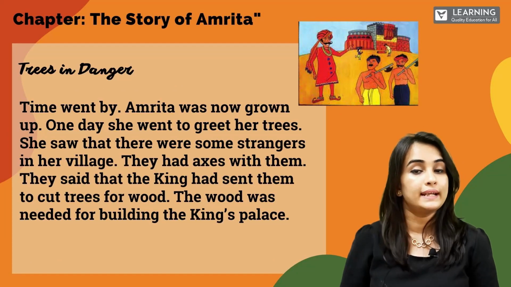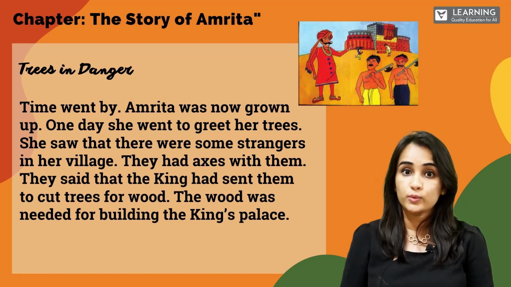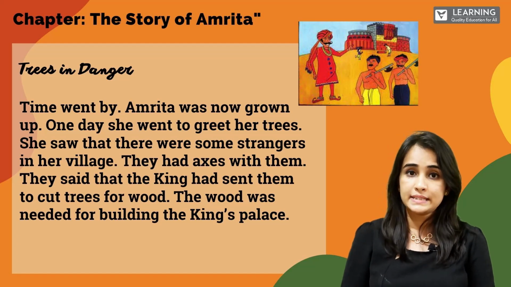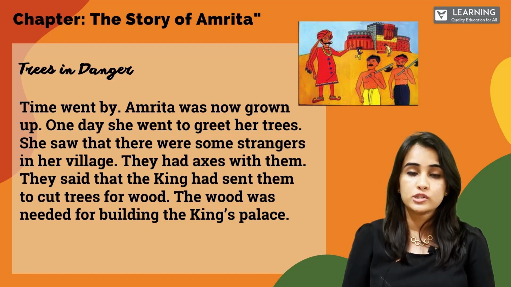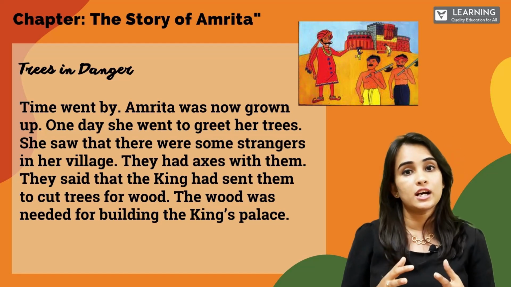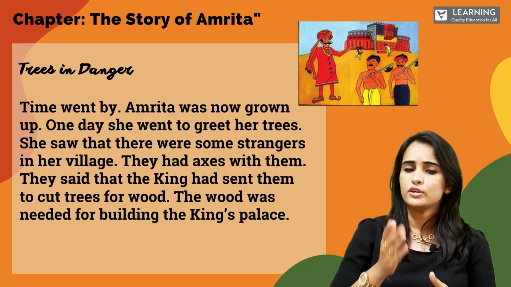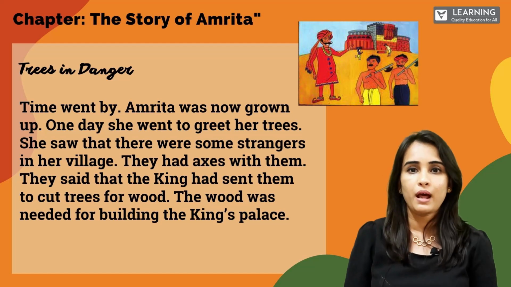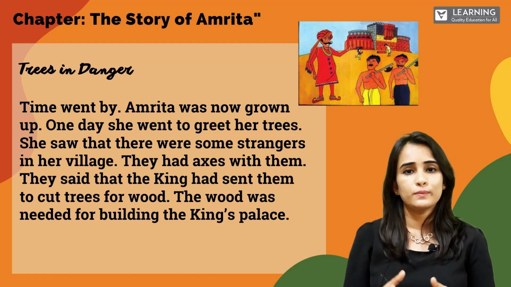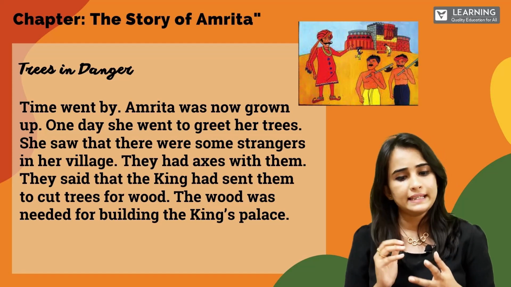Trees in danger. Let's see the trees in danger. Time went by. Amrita was now grown up. One day she went to greet her trees. She saw that there were some strangers in the village. So what happened now? Time passed and Amrita has grown really big now, okay? So she wanted to go back to the village and greet the trees that she had planted. So she went back, and when she went, she saw some strangers in the village. Who are they? Let's see.